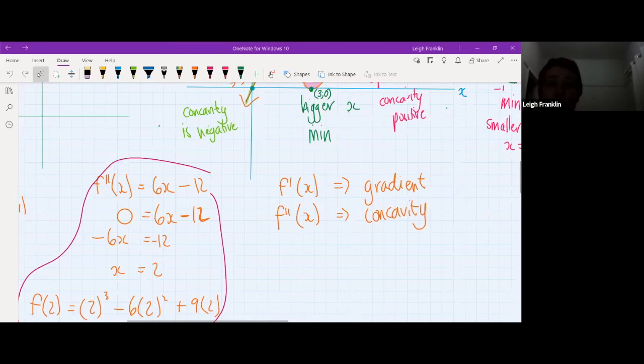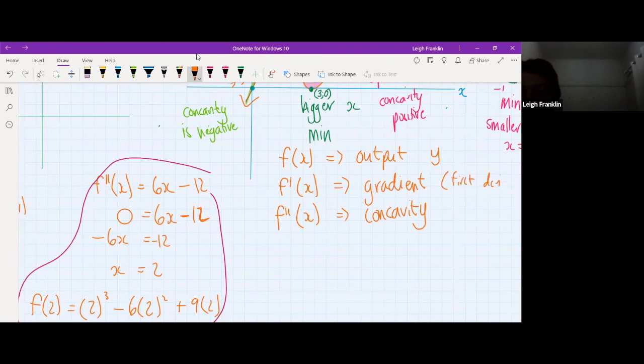Absolutely. Okay. So here it is again for you, Watobe. It's here in orange. So f of x is output or y value. Okay. F prime x, the first derivative, is gradient. This is the first derivative. Okay, your f prime prime x is your concavity. That is your second derivative.